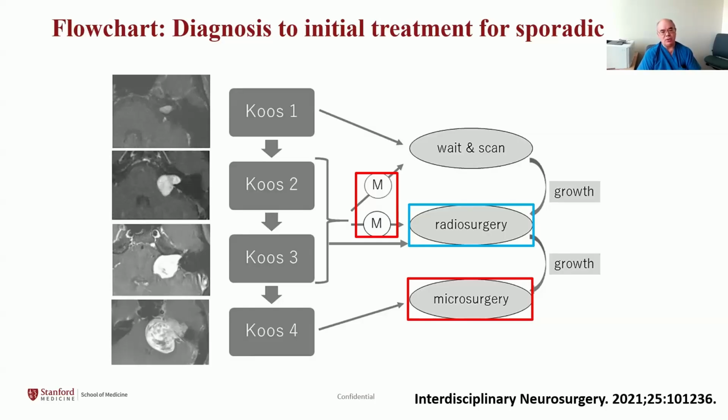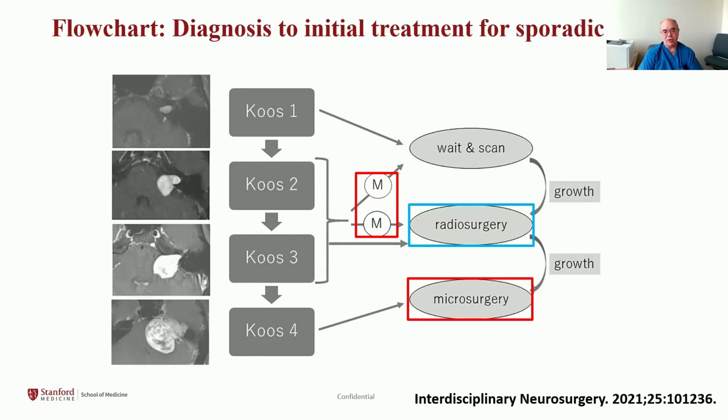Now, if the tumor does show some growth, that demonstrates that it is an active tumor. And by active, we mean it's getting bigger, it's going to start to cause problems, presumably. And so as the tumor shows growth, we start talking about treatment options. And as you are all aware, the two main options that we use for these tumors are radiosurgery and microsurgery.